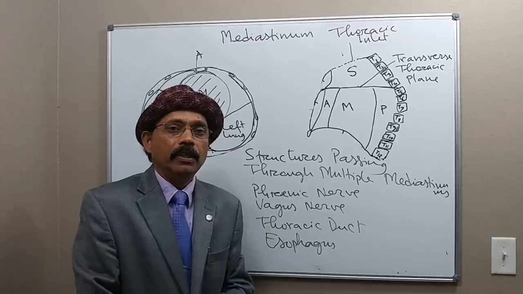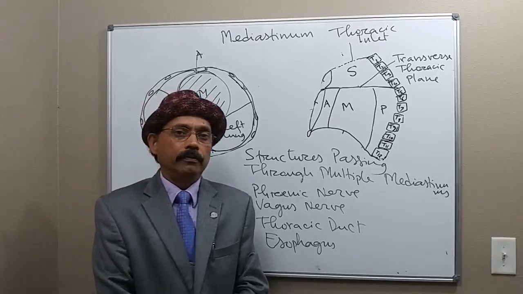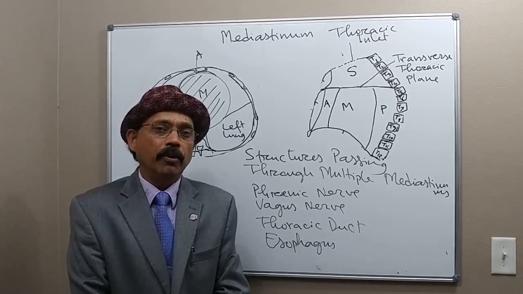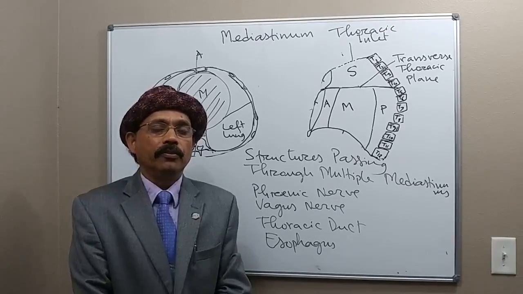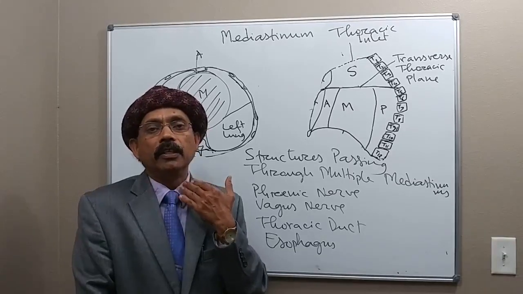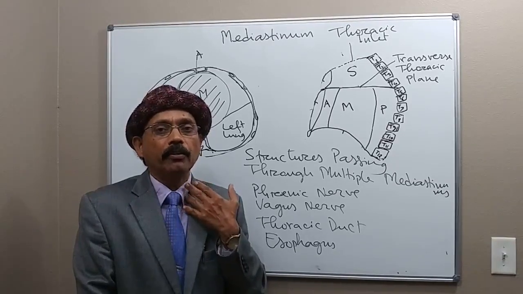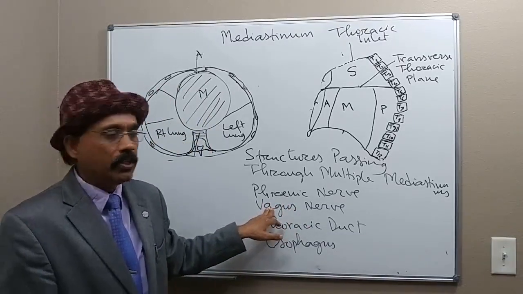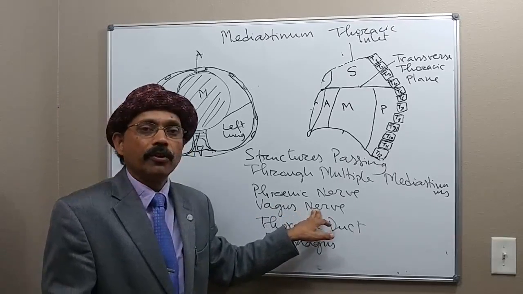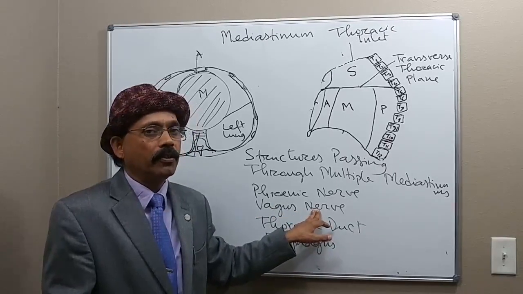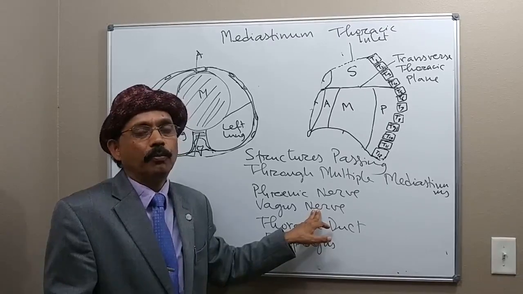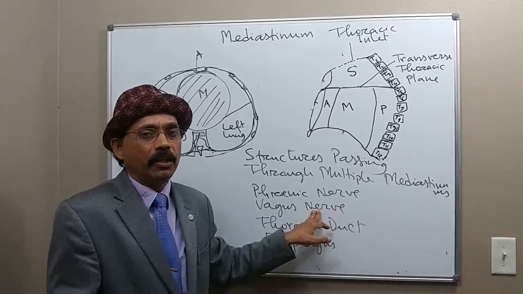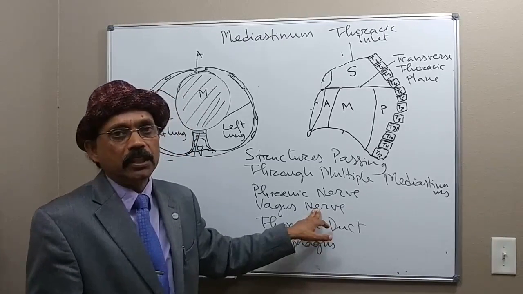Vagus nerve is a content of the posterior cranial fossa from the medulla oblongata. It is a content of the carotid sheath here. It is a content of the neck, superior mediastinum, posterior mediastinum, and abdomen. It forms the esophageal plexus, and we have the anterior vagal trunk and posterior vagal trunk that enter through the esophageal opening of the diaphragm at vertebral level T10.